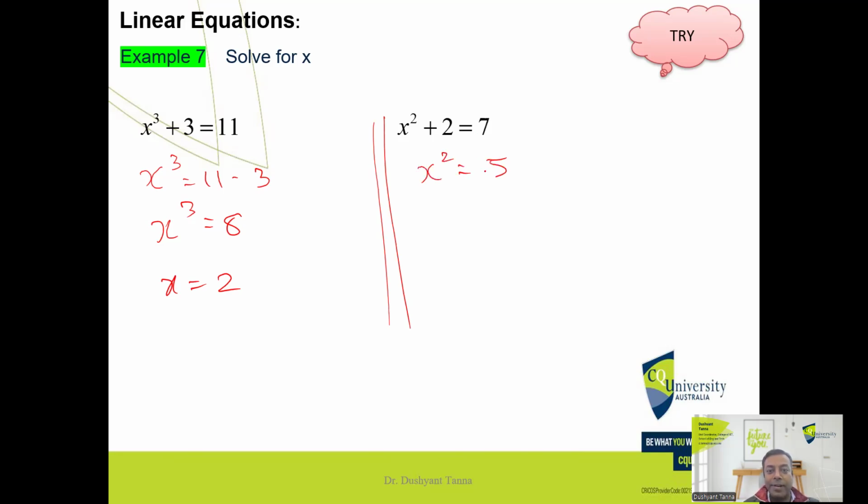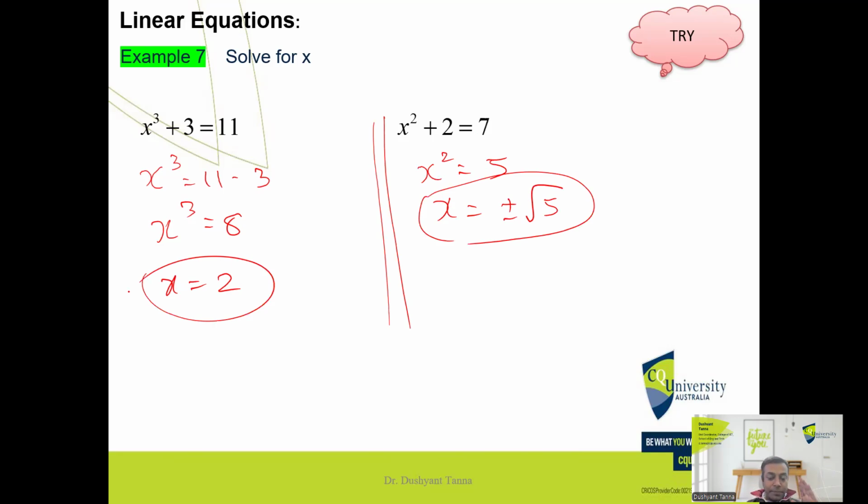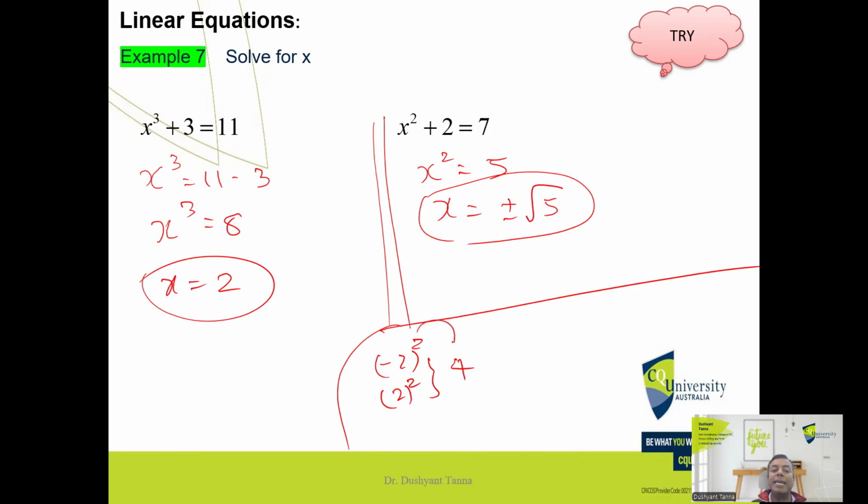x squared is 5, and therefore x is equal to plus or minus root 5. Like I was discussing here with Fiona, when you take the square root of squares, you will have plus or minus. In general, an even power will have plus or minus, odd will not. The reason is very obvious and simple, because minus 2 squared is also 4, and plus 2 squared is 4. So when I say x squared is 4, my x could be plus and minus 2, right?